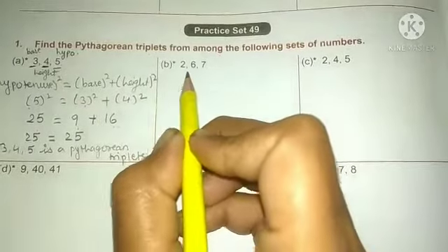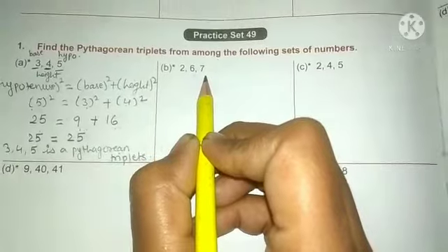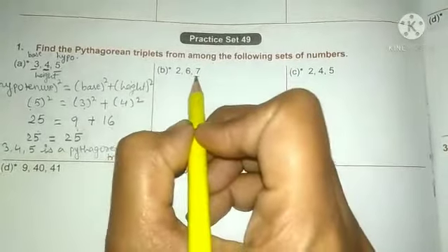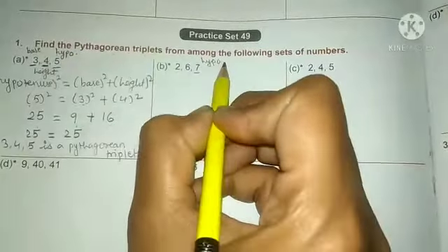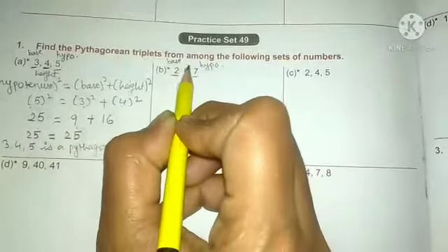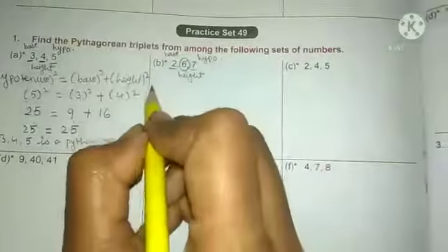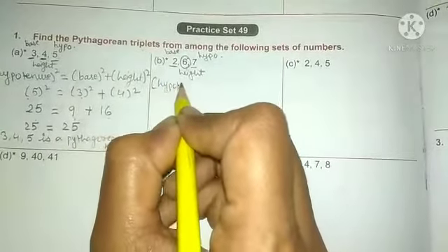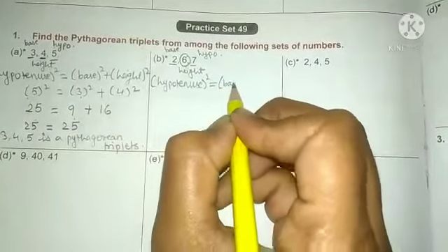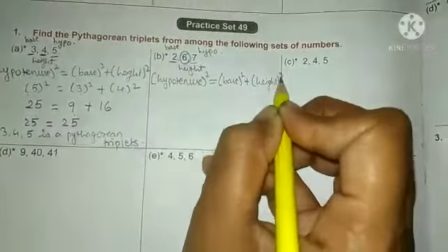Now see the second one, 2 6 and 7. We have to find out whether it is Pythagorean triplets or not. Now how will you take your base, height and hypotenuse? The bigger number you will take as your hypotenuse. Clear? The smaller number you will take as your base, and the remaining number you will take as your height. Now write down the formula, that is hypotenuse square is equal to base square plus height square.